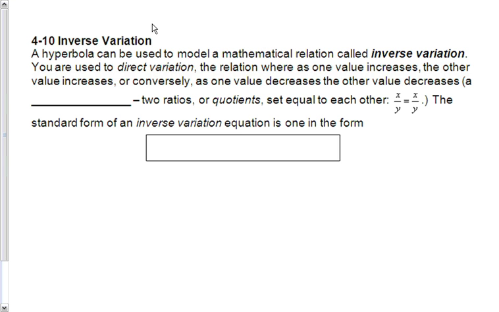Go over inverse variation with you now. One of the biggest things that we talked about was direct variation. Inverse variation comes up even more. Direct variation, as you should remember, is the relationship where as one value increases, the other increases, or conversely, as one decreases, the other decreases.